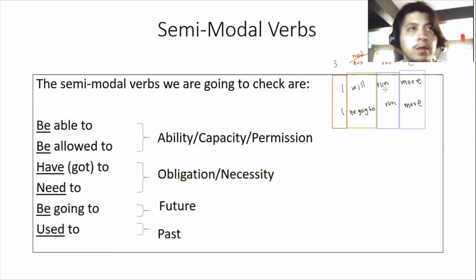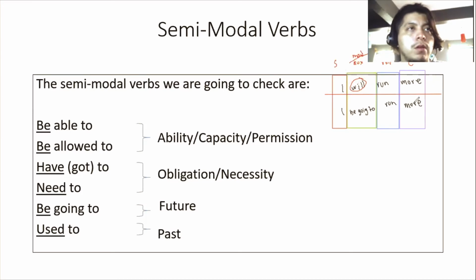Sorry, I think I need to do it a little higher, just like this. Will is very simple because if you want to make it negative, the only thing that you need to do is change will and use won't. I won't run more. Yes. If you want to make a question, you change the order of the modal and the subject. Will I run more?